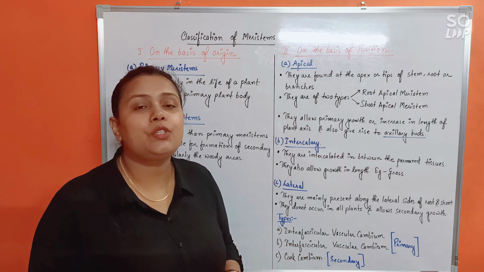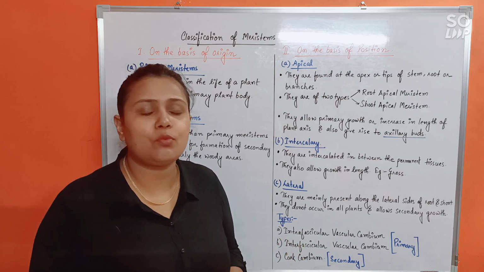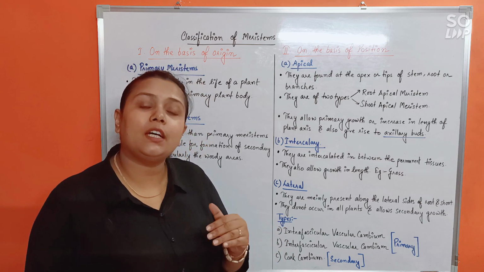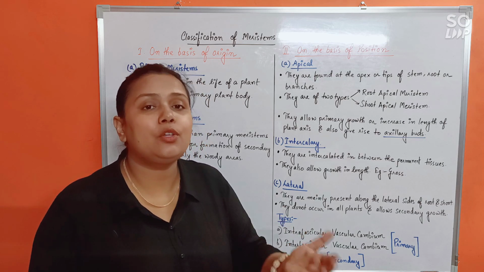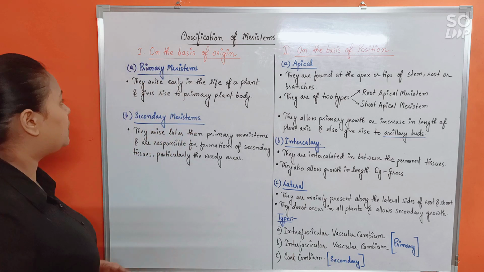Means the one which will arise during the secondary growth phase, the meristems which will not be present in the plant body from the very beginning. They will arise later on, later than the primary meristems. Understood that? Fine. So this is what it is.